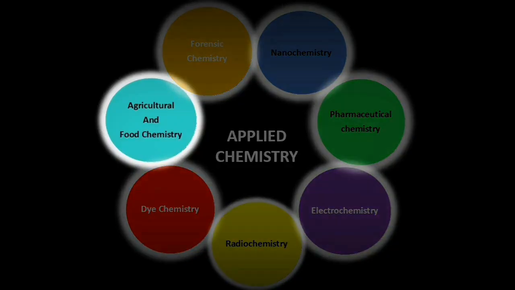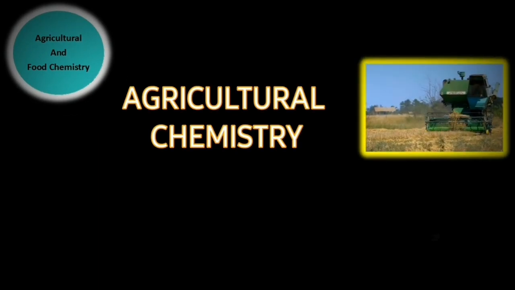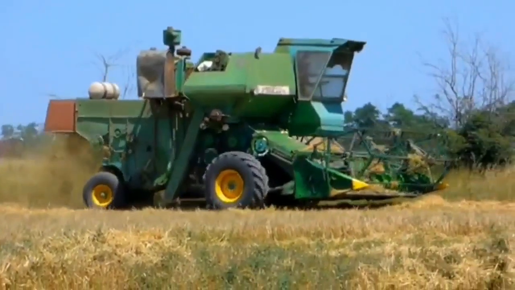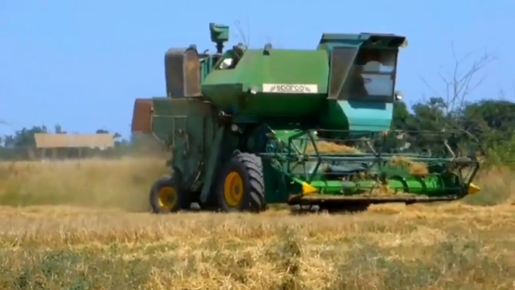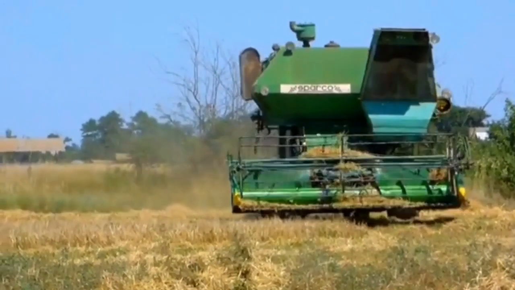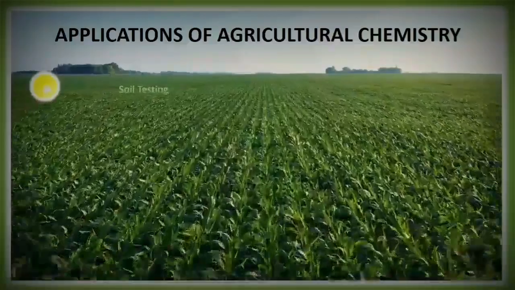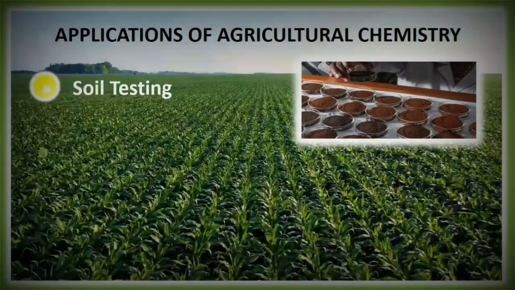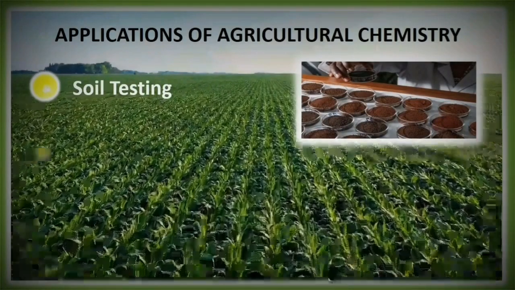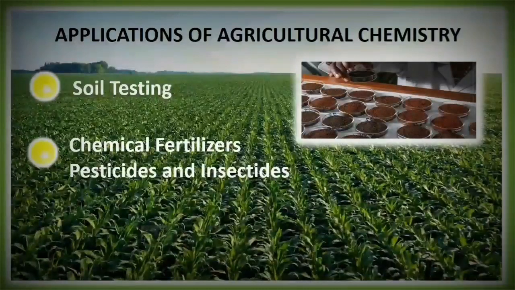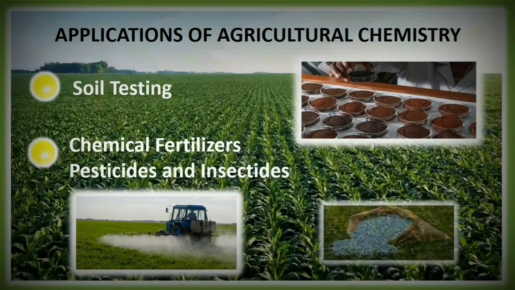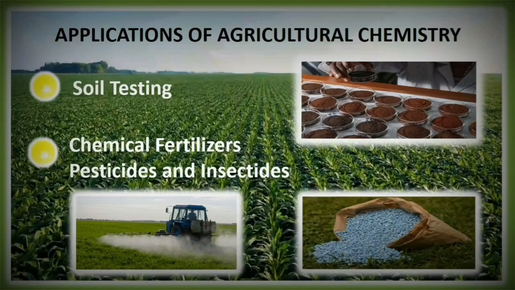Children, now we are going to discuss an important branch of applied chemistry, that is agricultural and food chemistry. Agricultural chemistry mainly focuses to increase crop yield, to improve food quality and in reducing cost of food production. Crop plants may have different kinds of soil with varying pH. Soil testing involves determination of pH and texture of soil. Chemical fertilizers: children, you know that fertilizers are chemical compounds added to crops for applying essential micro and macronutrients required for crop growth.